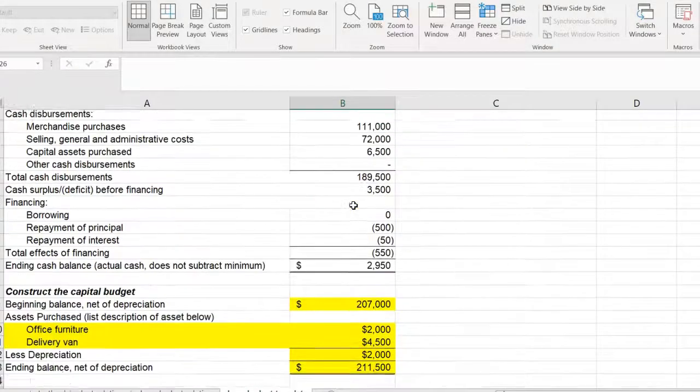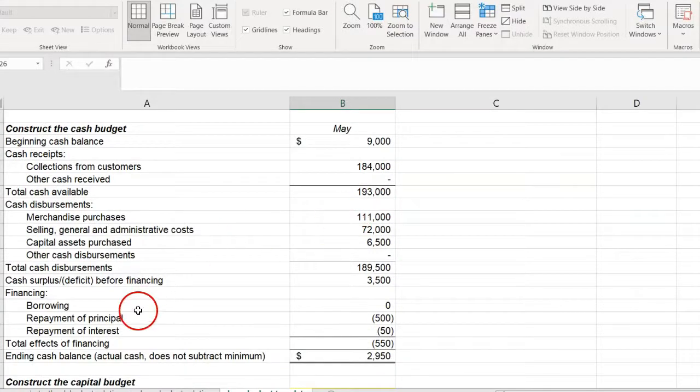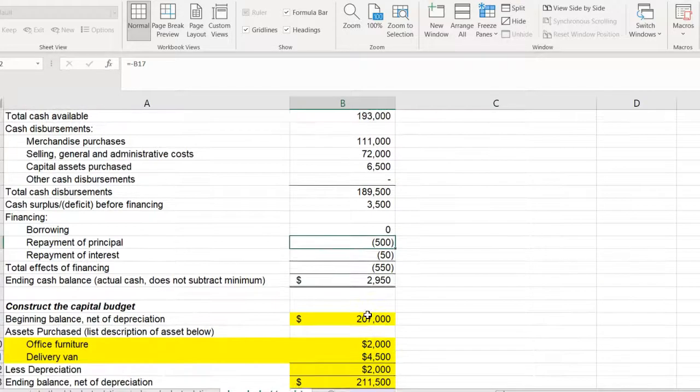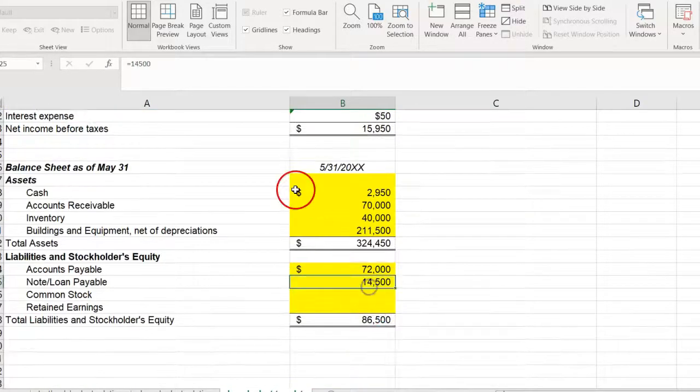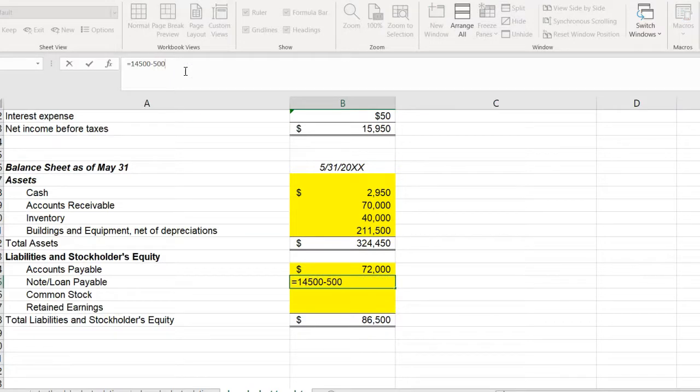And then if I look at my statement of cash flows or my cash budget, down in the financing section, I can see, did I borrow more? Nope. Did I repay anything? Yes, I repaid $500 of the principal. I also repaid the interest. Remember, interest is an expense. It's not a reduction of the principal of the loan amount. So all I'm going to be doing is subtracting this $500. So that's reduced what I owe. I've just done this as a formula here. $14,500 was my beginning balance. Subtracting out the $500 payment I made gives me an ending notes payable balance of $14,000.